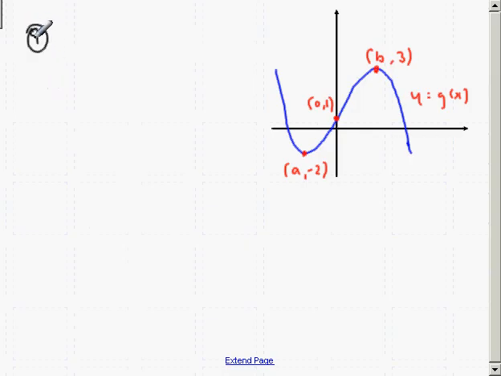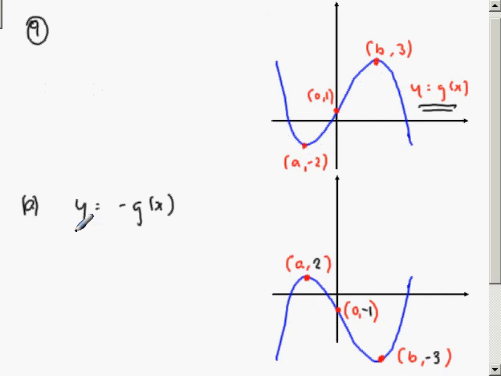Question 9. The diagram shows the graph of y equals g of x. Part A. Sketch the graph of y equals minus g of x. Sketching the curve of y equals minus g of x involves reflecting the curve across the x axis. Now that means that the x coordinates remain the same. A is still A, 0 is still 0, B is still B, but we must invert the y coordinates. So minus 2 becomes 2, 1 becomes minus 1, and 3 becomes minus 3, and reflecting in the x axis gives us minus g of x.